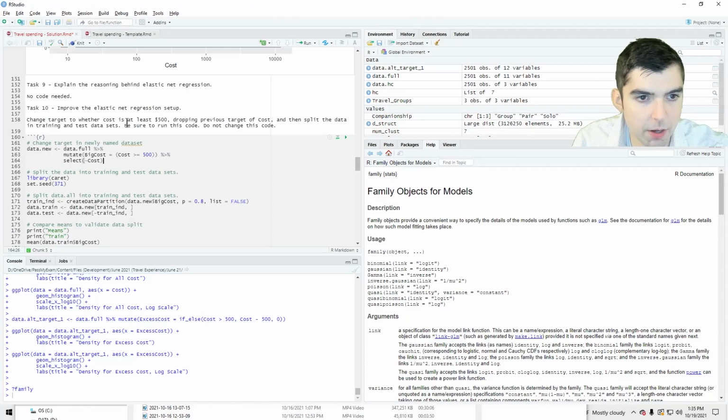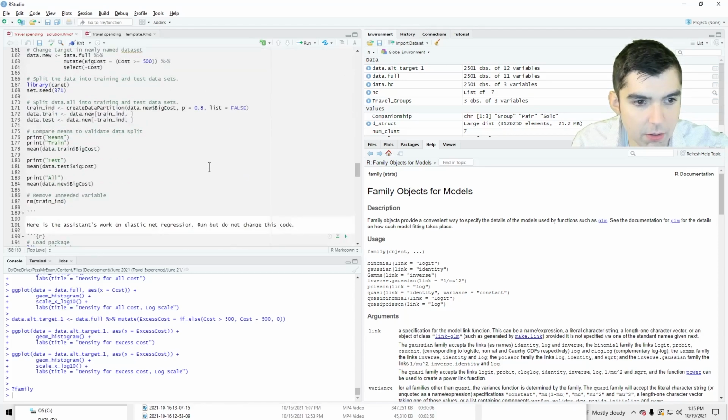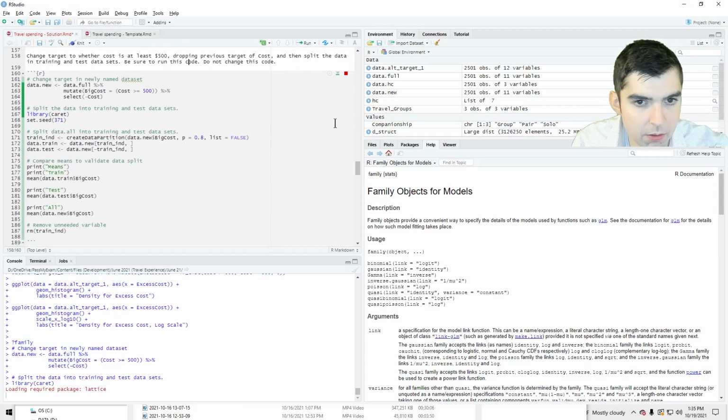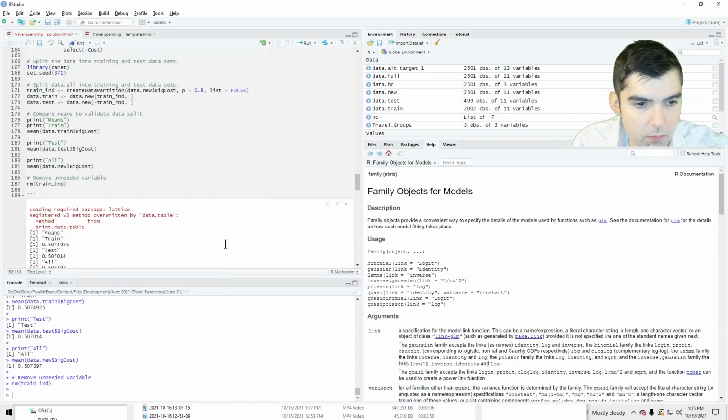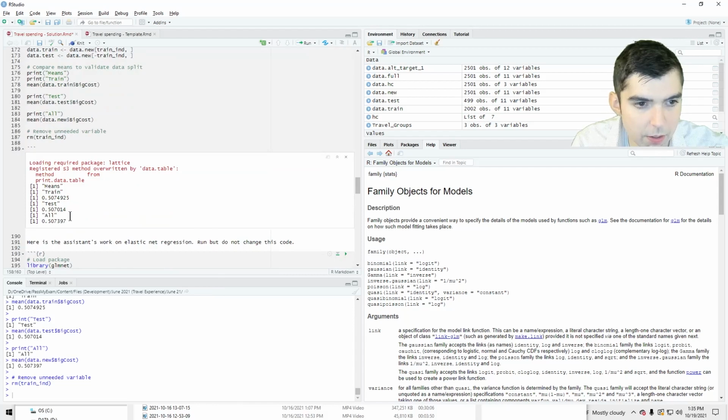Change target to whether cost is at least 500. Drop the previous target of cost, and then split the data into training and test sets. Be sure to run this code. Do not change this code. Okay, they did that. I see that the means are about 50%, 50%, which is good. That means that you have a balanced data set.